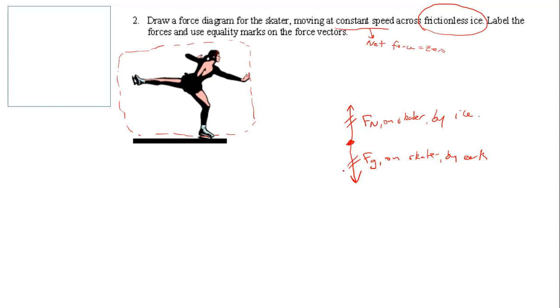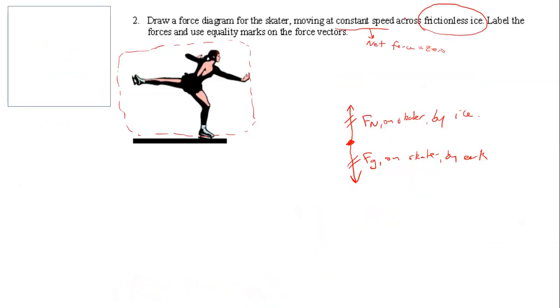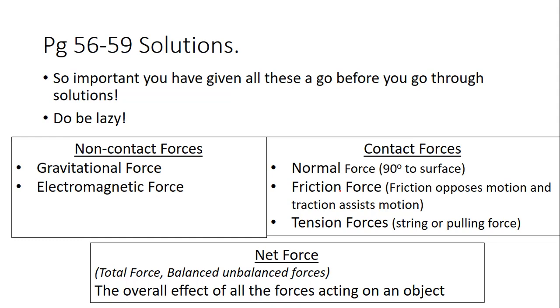Is there some sort of forward force? What have we got here? We've got a normal force, a friction force, and a tension force. Well, there's no rope pulling her forward. Friction would oppose motion. Traction's like grip, but haven't we been told that it's frictionless ice? Okay, so we don't have that.